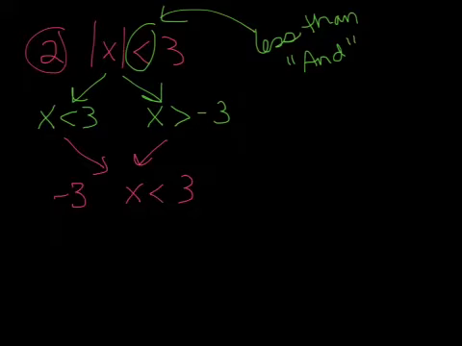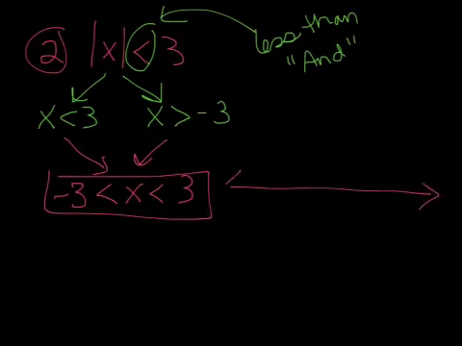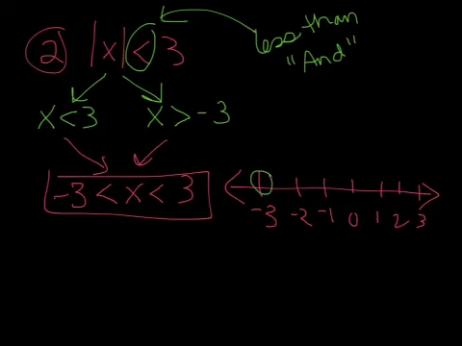X is less than 3. I know that's true. X is greater than negative 3, so I need to write that like that. This is my answer. Now, I did ask you to graph everything, so please do graph this one. So we know that we have an open circle at negative 3, an open circle at 3, everything in the middle, and that's my answer.